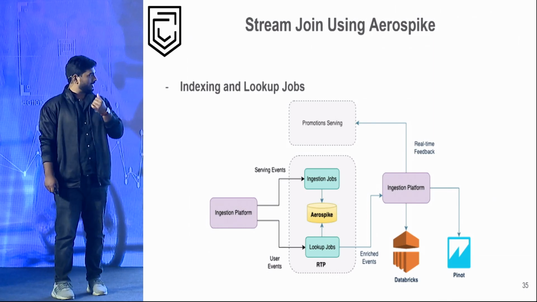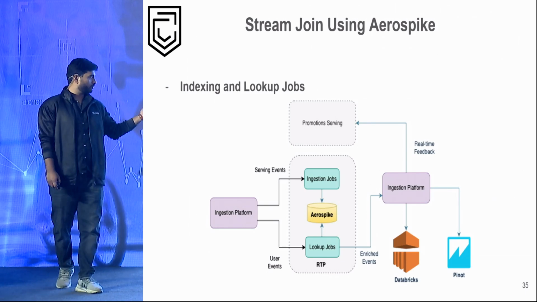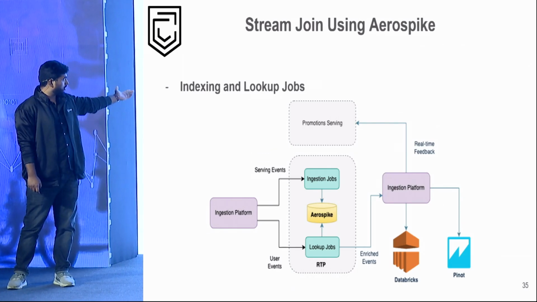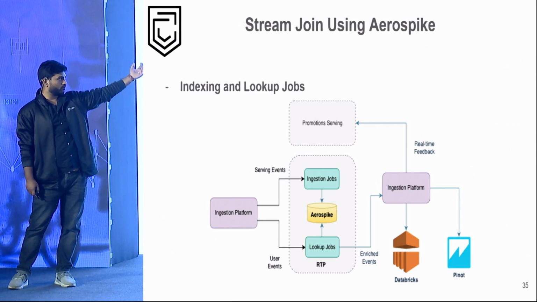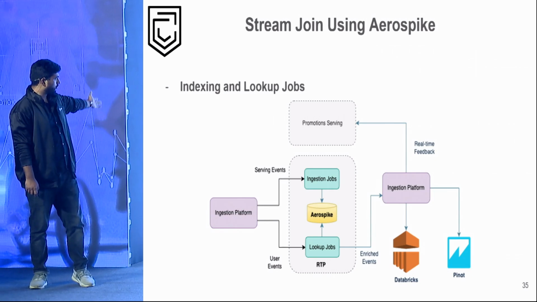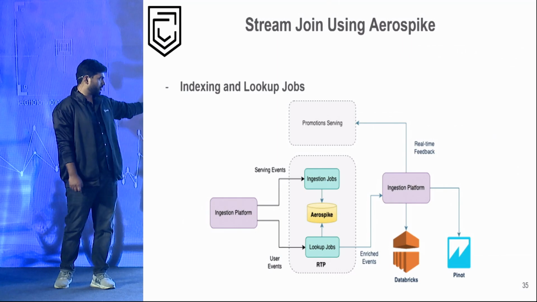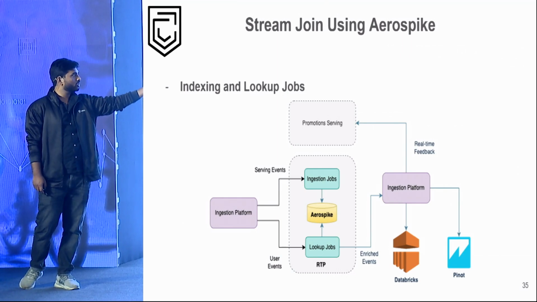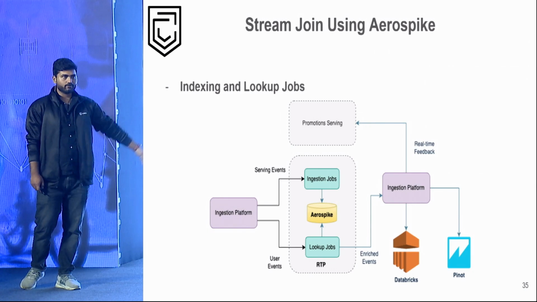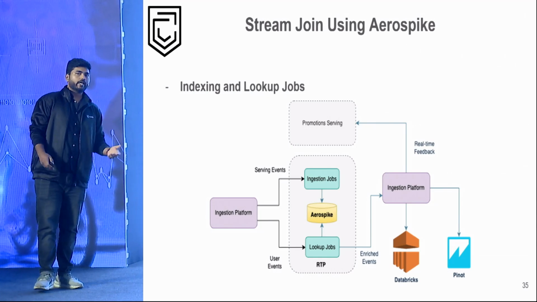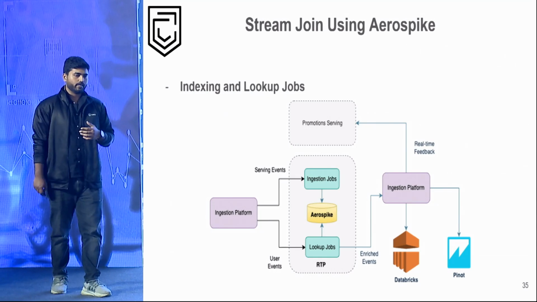So this is what we built, where we have two sets of jobs: one is ingestion, one is lookup. The promotions serving system or any other serving system would push events to our ingestion platform, which pushes to the ingestion job, which will index to Aerospike. The events coming from the applications would come to the ingestion platform and be pushed to lookup jobs. They will enrich using Aerospike. Enriched data goes back to our ingestion platform and then back to promotion serving for real-time feedback. Then we are fanning out to Pinot for directional reporting on how the CTR is behaving for each of our content.